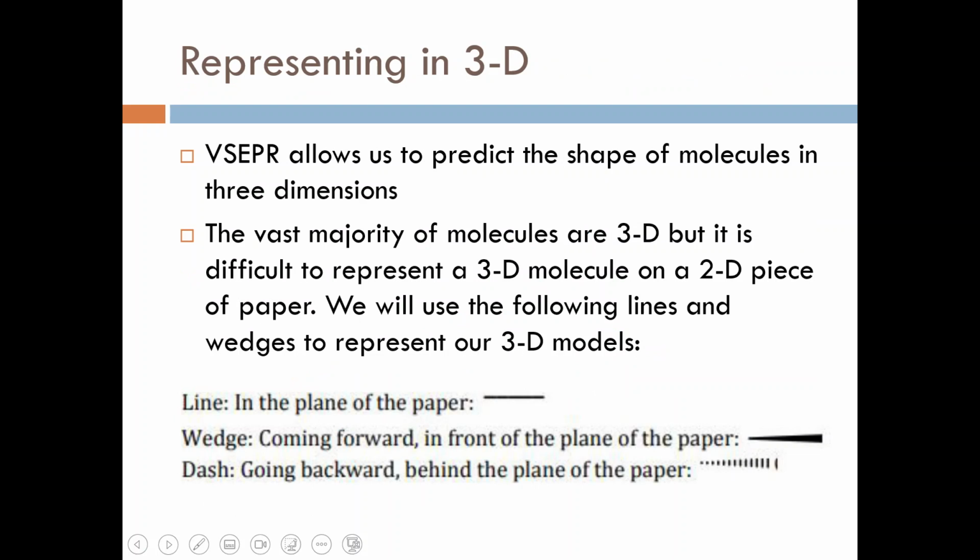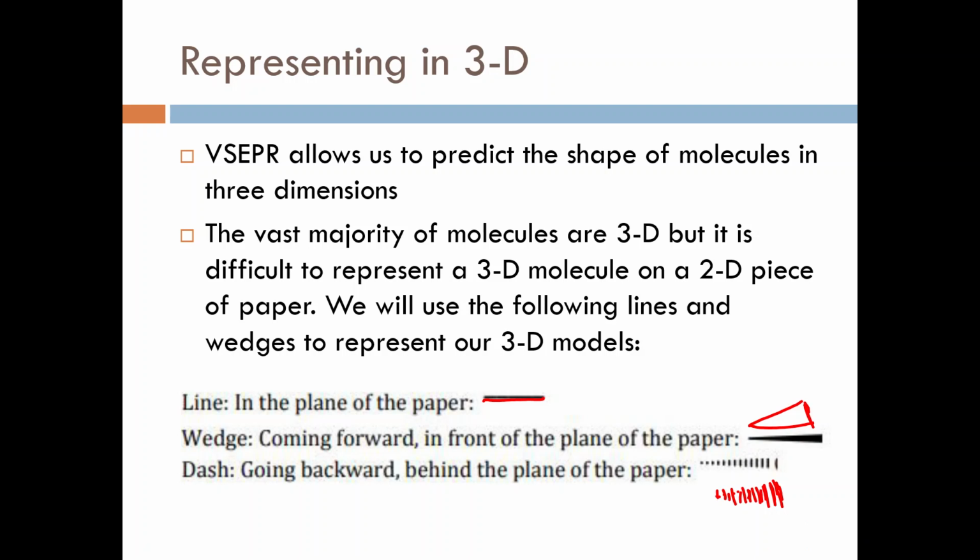Okay, VSEPR allows us to predict the shape. Okay, and a lot of the molecules have a 3D dimension to them. So if it does, like the pyramidal and the tetrahedral ones, we use lines for the bonds in the plane with us. We use wedges. You can draw them like this, wedges, to show them coming out from the paper, and then you do dashes. I'm not very good at the dashes, by the way, but you make them longer as you go and shorter coming in to make them look like they're going backwards, okay?